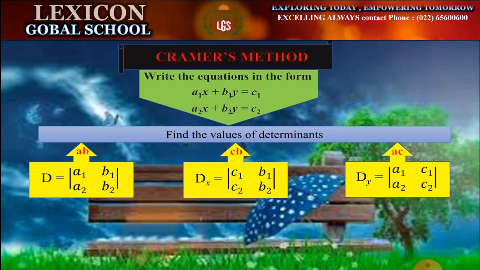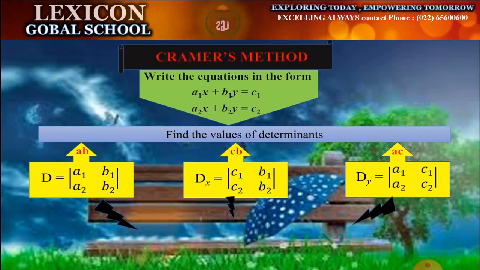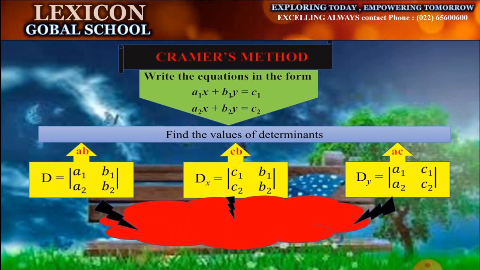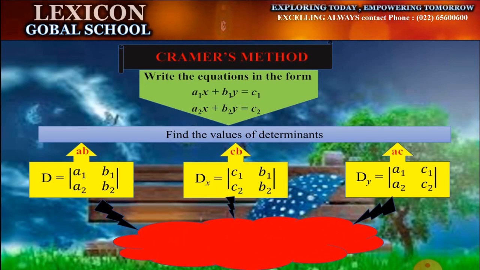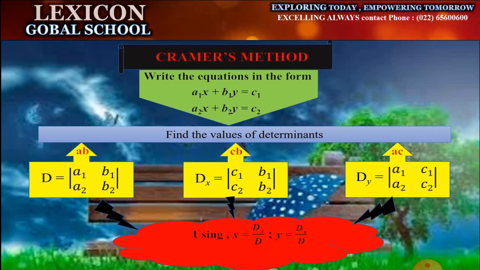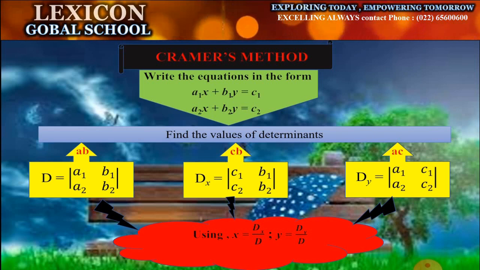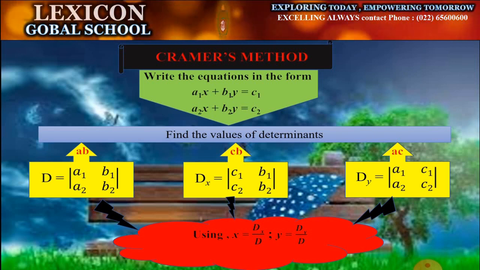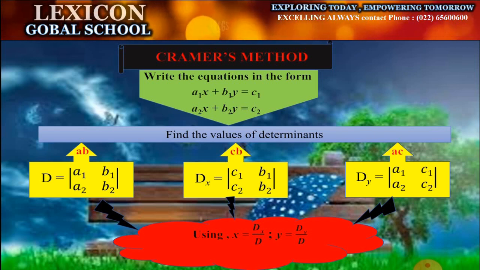Once we have got the values of D, Dx and Dy, we need to find out the value of x and y. So, using the formula, that is, x is equal to Dx upon D and y is equal to Dy upon D, we can find out the values of x and y.